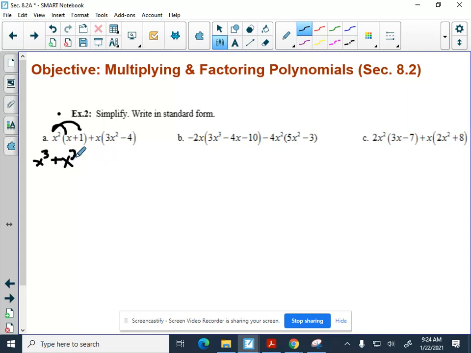Now that's the end of the distributing for the first term, but now we have to distribute an x into the next term. So make sure you remember that that x would be to the 1 power, so this becomes 3x to the third. And then x times that is minus 4x.